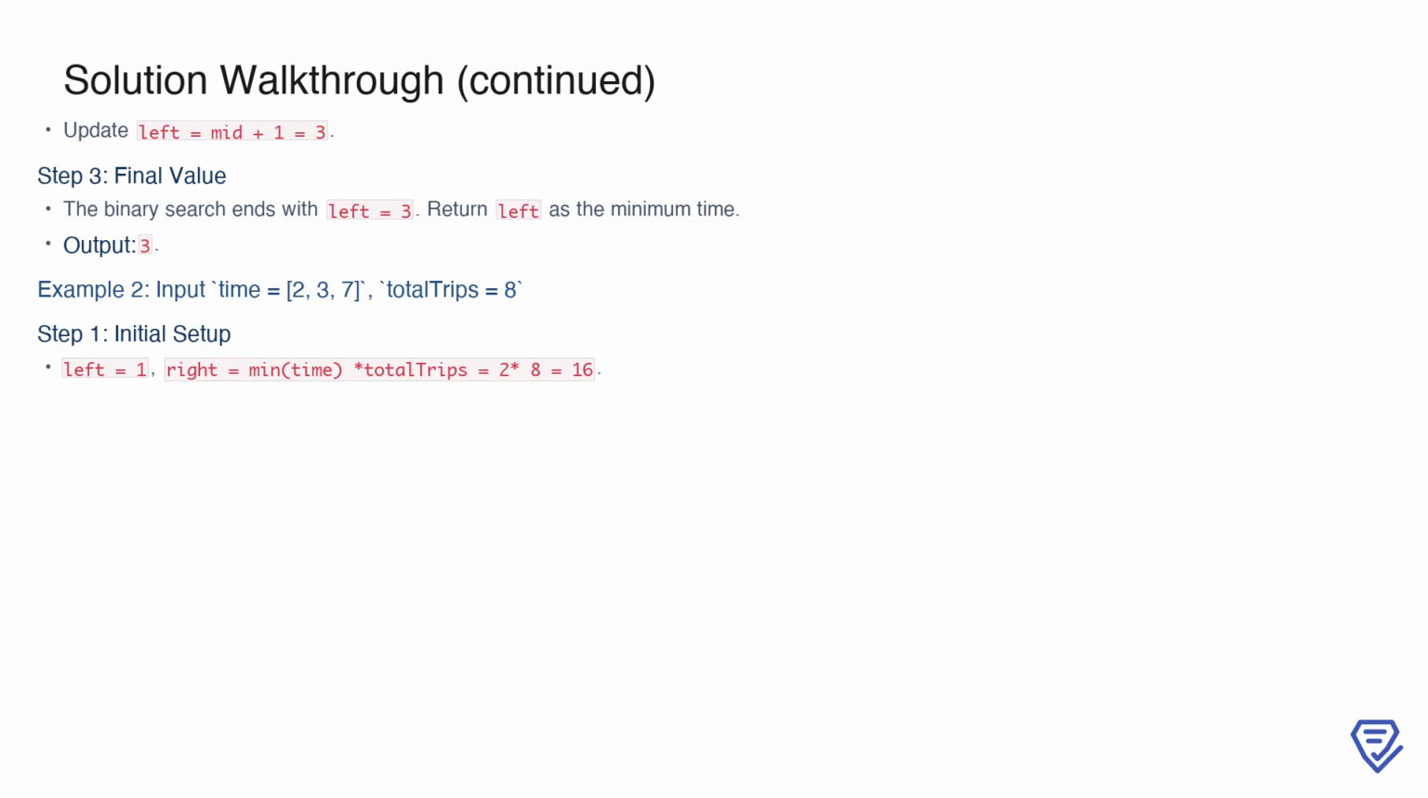Now, let's explore a second example with the input time equals 2, 3, 7, and total trips equals 8. We start by initializing the search range. The left boundary remains 1, while the right boundary is calculated as min time * total trips, equal to 2 times 8 equals 16. With the boundaries set, we proceed with the binary search process.